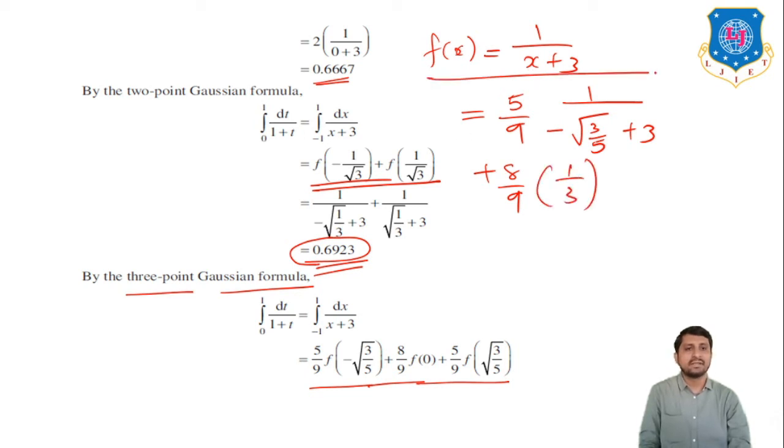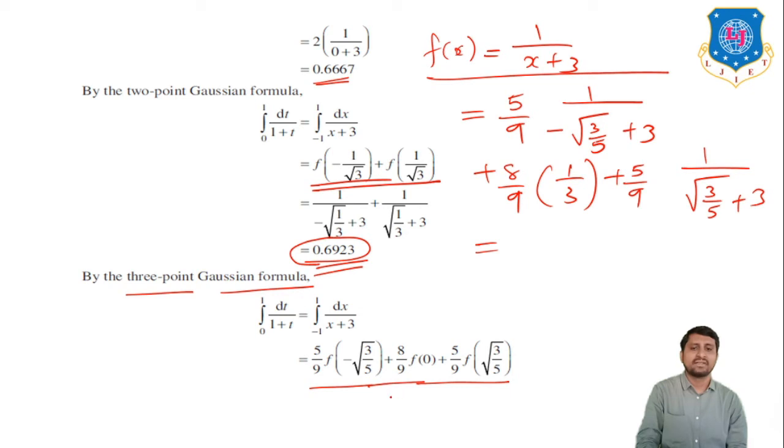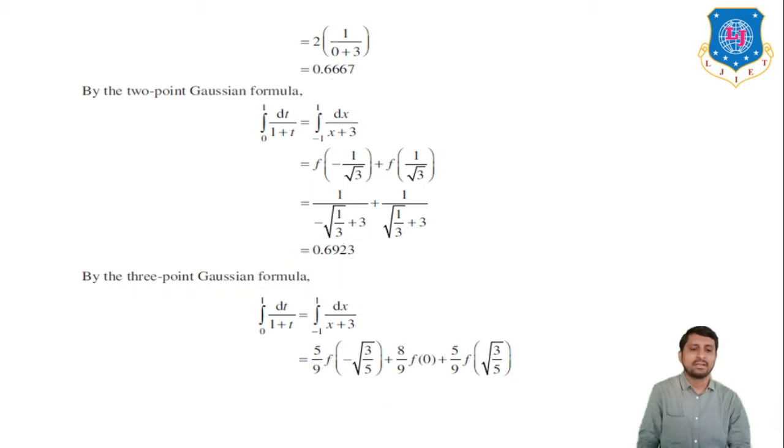I am using the 3-point Gaussian quadrature formula, plus 5 by 9 f of square root of 3 by 5. So once again 1 upon square root of 3 by 5 plus 3. Calculate this value, you will get almost 0.69 something. Okay, so try to solve this example yourself using the 3-point Gaussian quadrature formula.